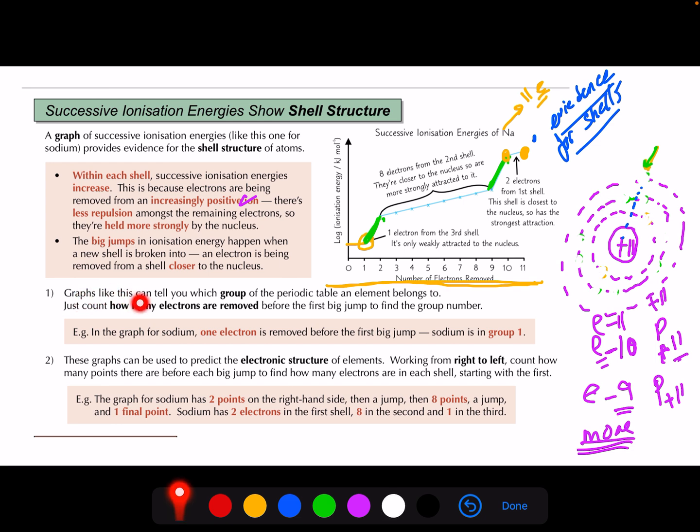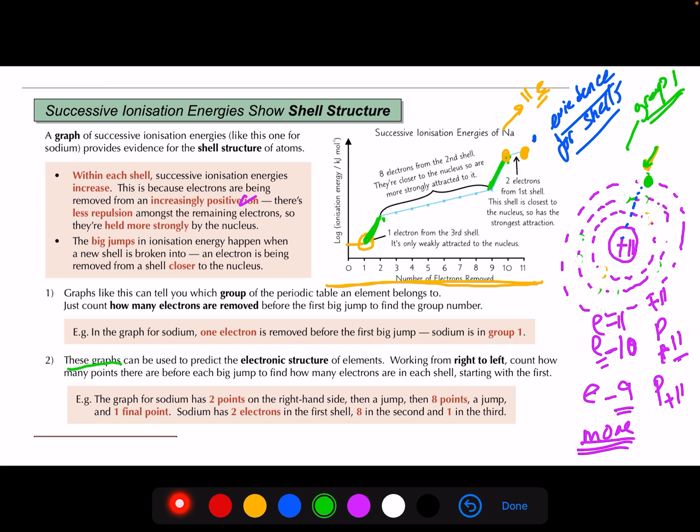So graphs like this can tell you which group of the periodic table an element belongs to. Just count how many electrons are removed, just like how we did here, before the first jump to find out the group. Does this make sense to everyone? See here, one electron was removed before you see the jump. That means this is an element that contains one electron in the outer shell. So this must be in group 1. That's it.